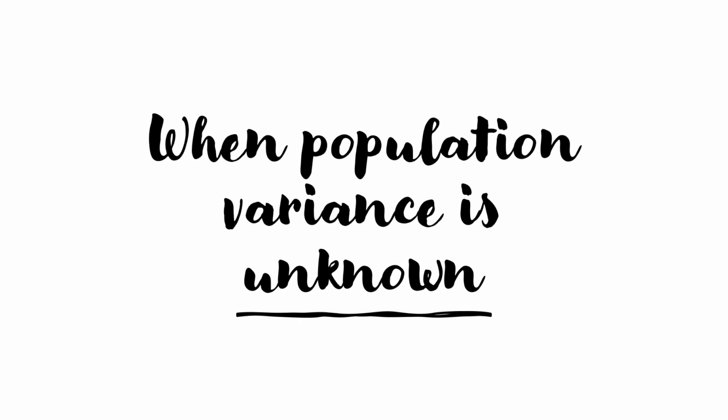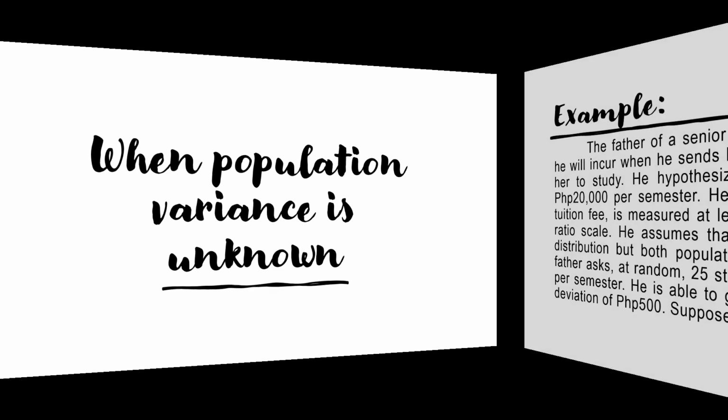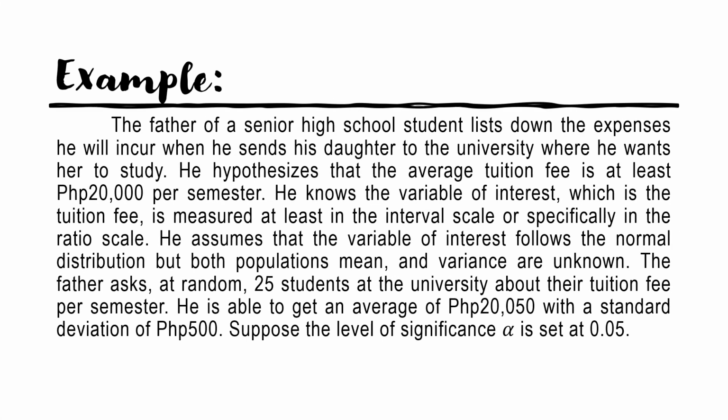So let's move now with the example when the population variance is unknown. What will be the most appropriate test statistic that we can use when the population variance is unknown? So the example for this, when the population variance is unknown.